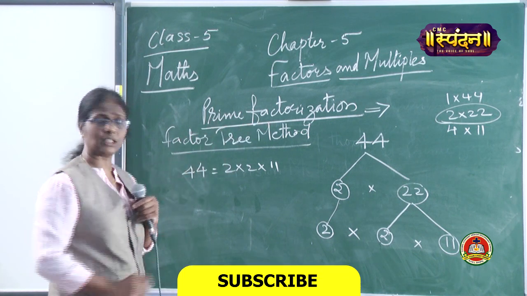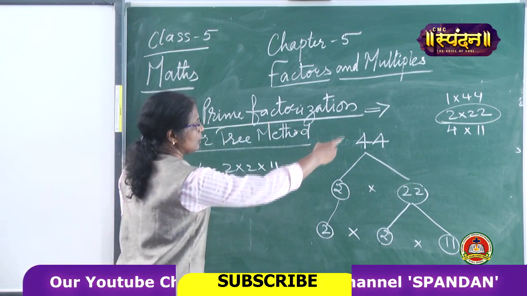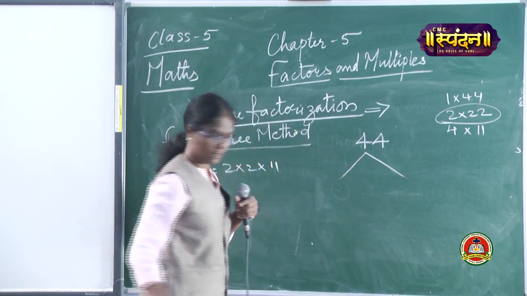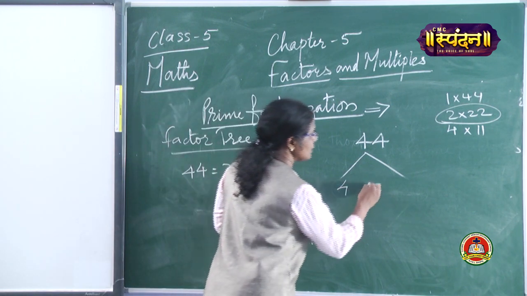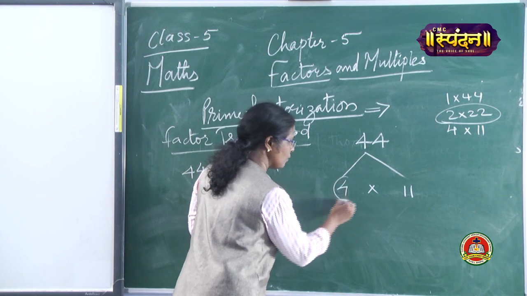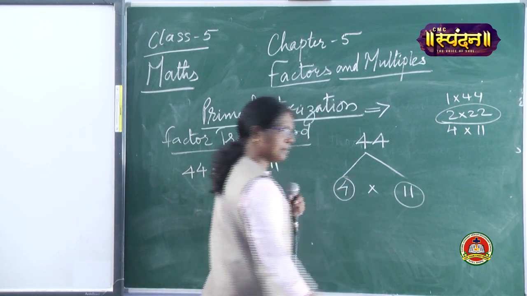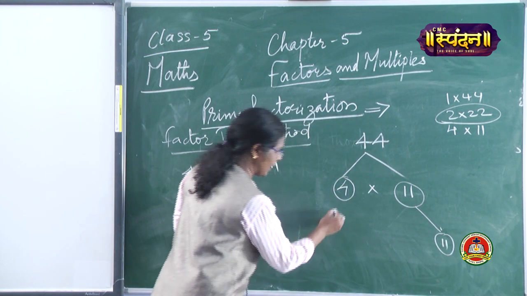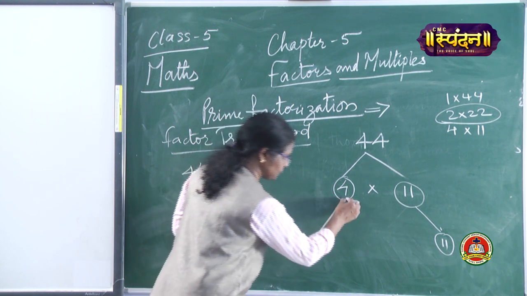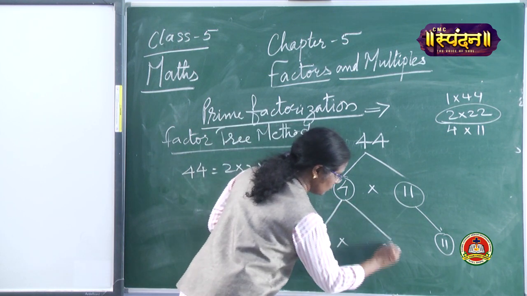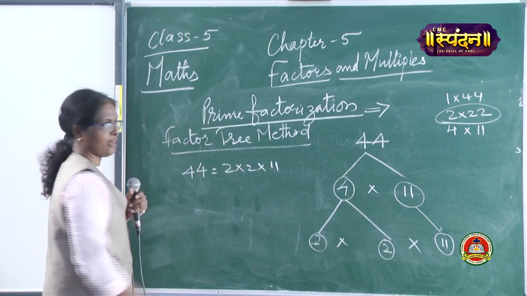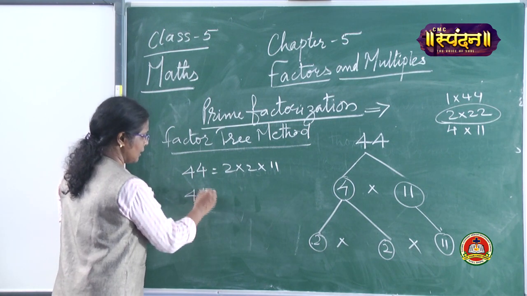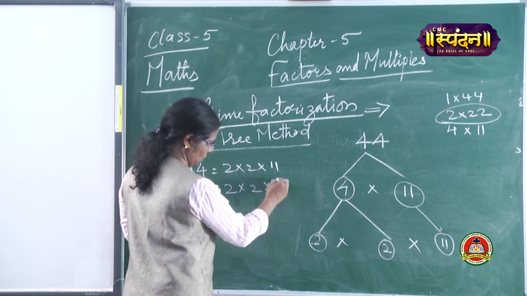Now you can use the next way also. Instead of 2 into 22, for the prime factorization of 44, we can use 4 into 11 also. Now here 4 is a composite number, but 11 is a prime number. So this 11 will come down as it is. Now you have to split this composite number 4 into 2 into 2. It becomes 2 into 2 into 11. It is the same as what we found earlier. Whichever of the factors you take, you will get the same prime factorization. So for 44 again you got 2 into 2 into 11.